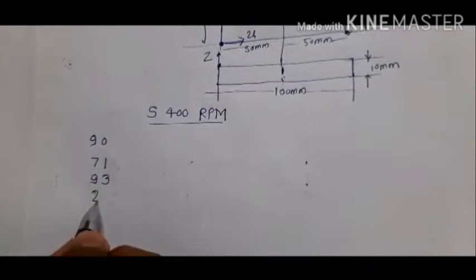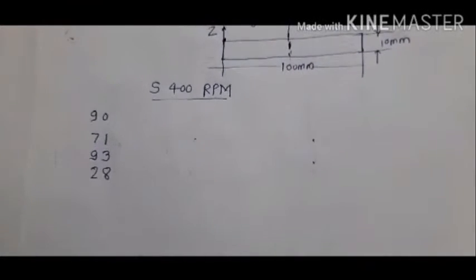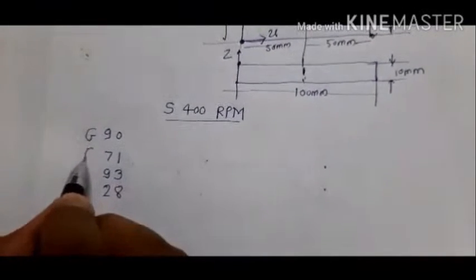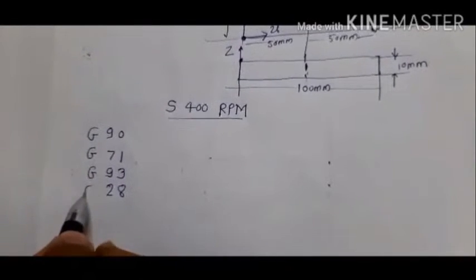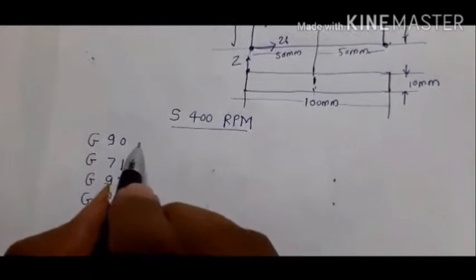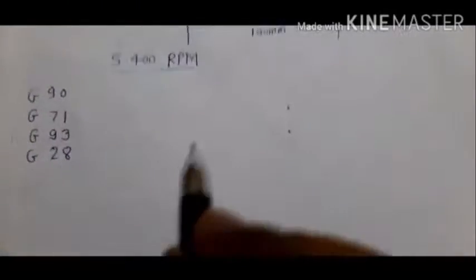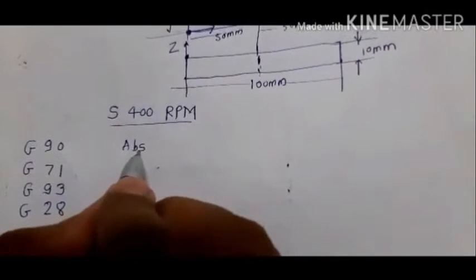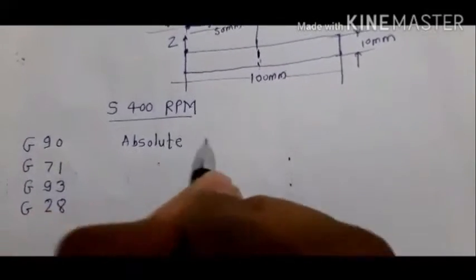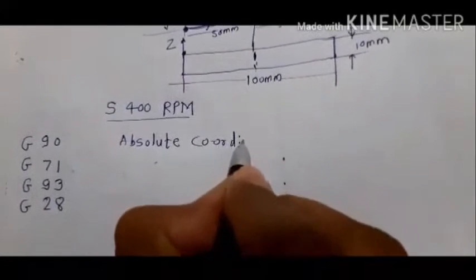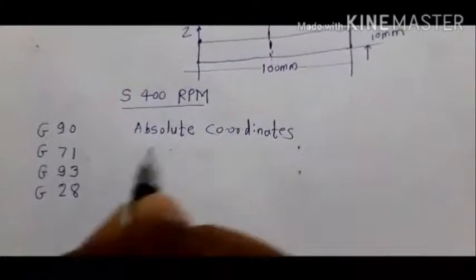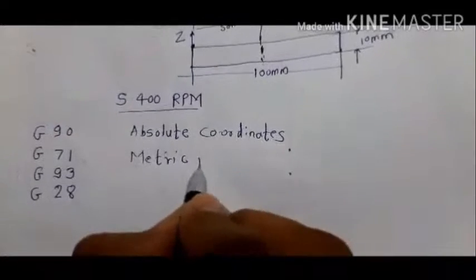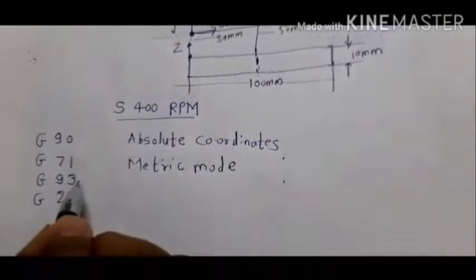I will write here directly G28. Feed rate is eliminated from this program. So I will write here G, G, G, G. G90 indicates this is an absolute coordinate system. I will write just explanation here. Absolute coordinates. This is all dimensions in mm, that is metric mode of the dimension.